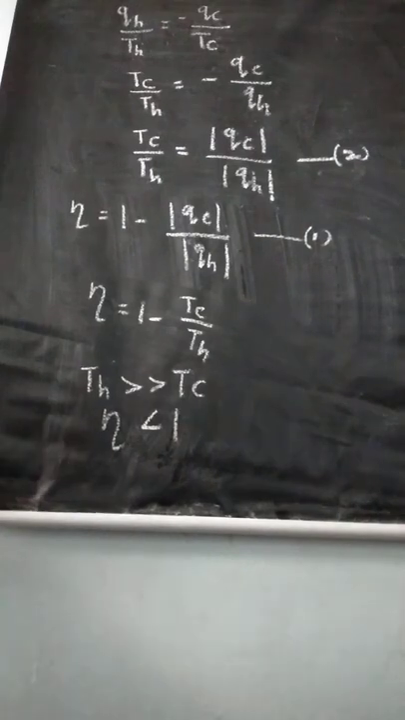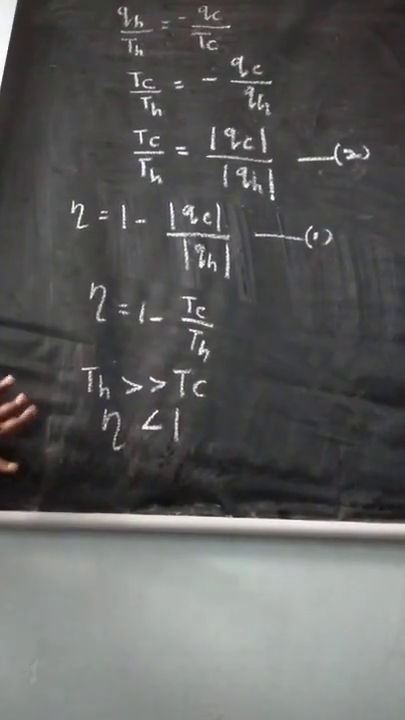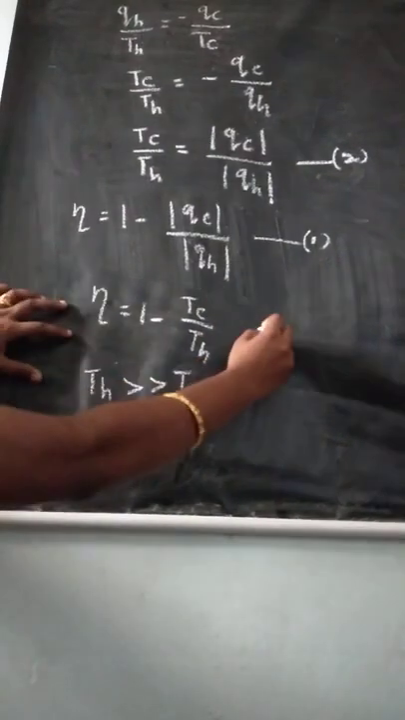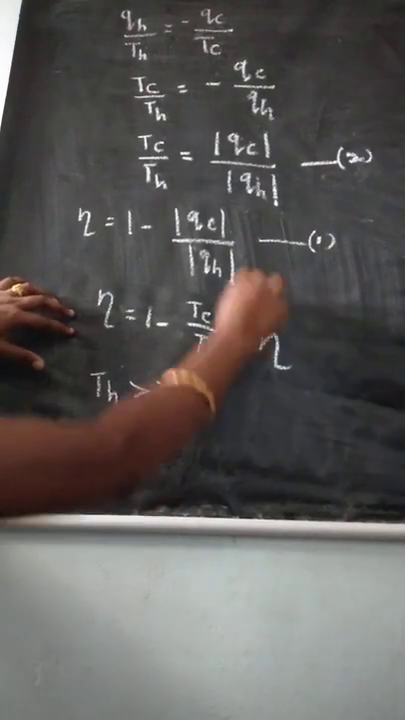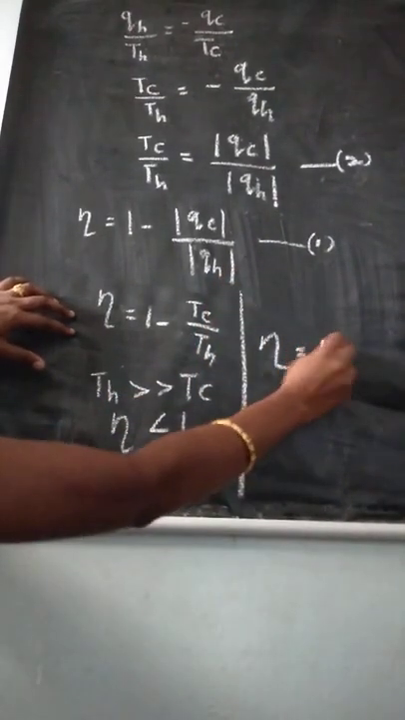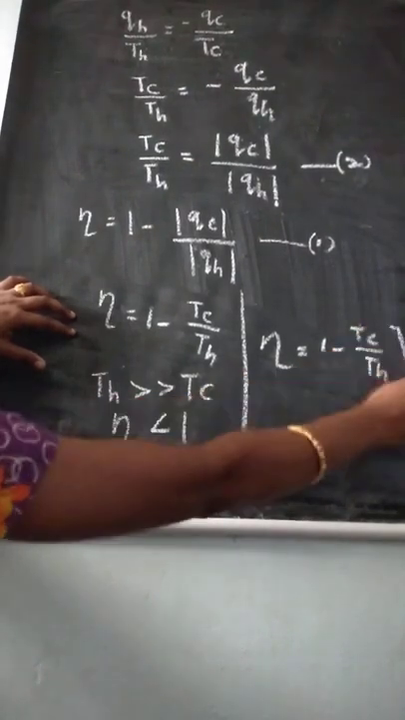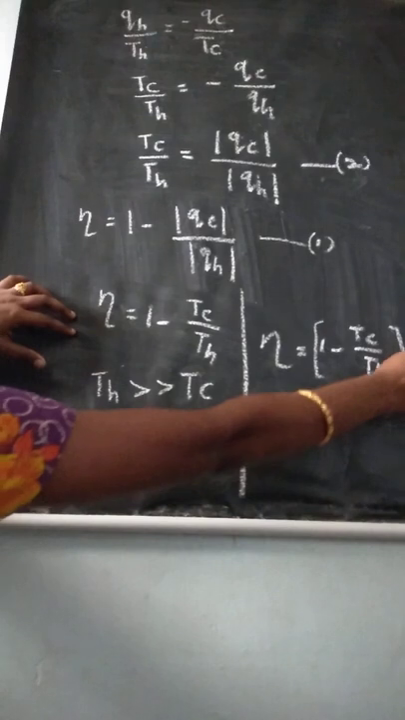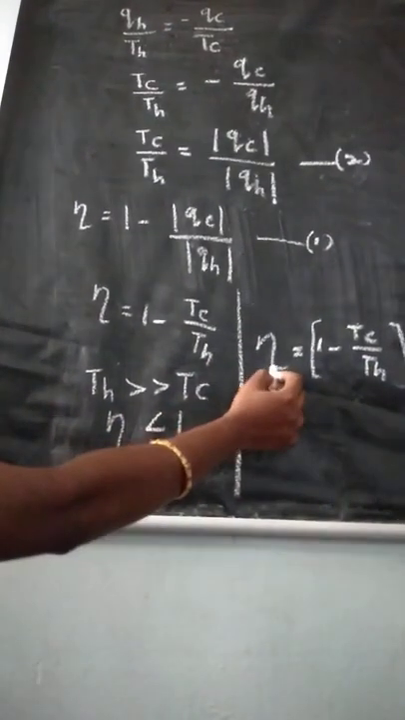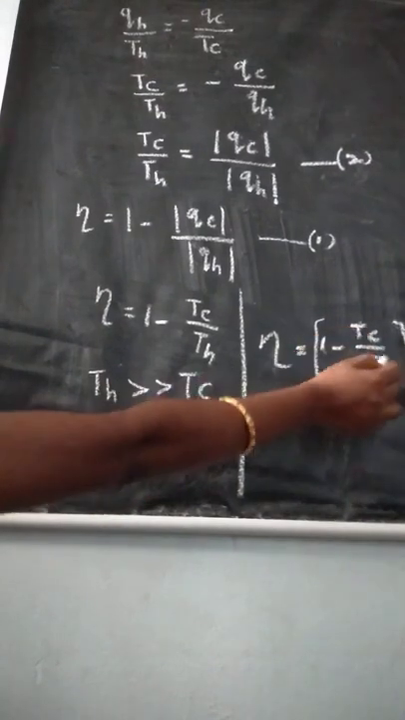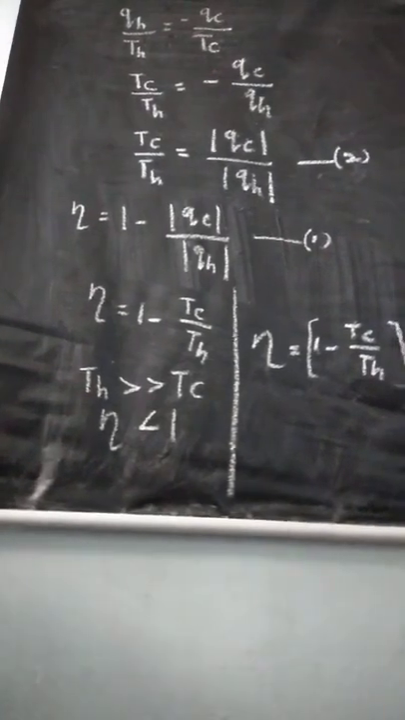In the same way, we can write the formula for percentage efficiency. This is the efficiency formula, and percentage efficiency is eta equal to 1 minus TC by TH, into 100. So the formula for percentage efficiency is eta equal to 1 minus TC by TH into 100. Understand? So this is what we are telling.